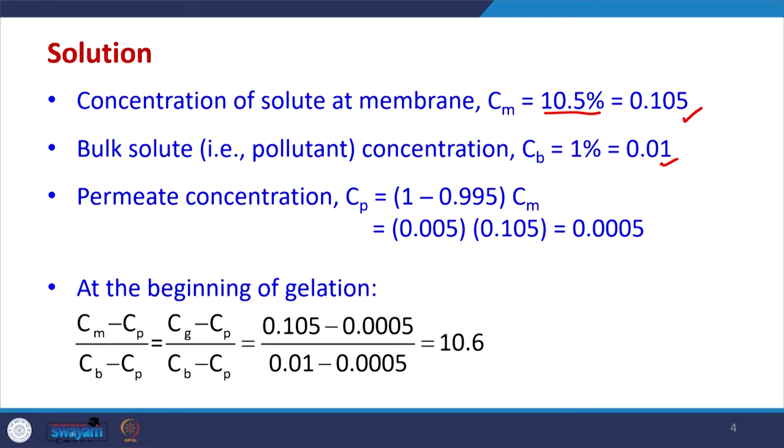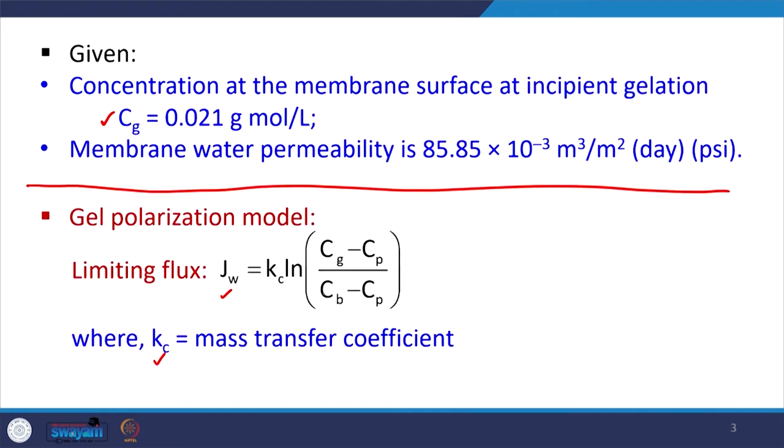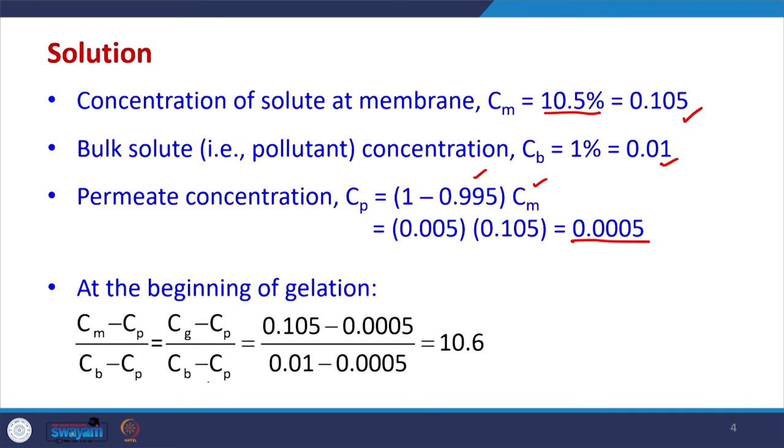Already it is given that 99.5% is the rejection. That means 1 minus 0.995 of the concentration will pass through. Based upon that we calculate, and it is 0.00005. Now, if we apply this, we are trying to find out the value within braces. We solve it, and it is 10.6.